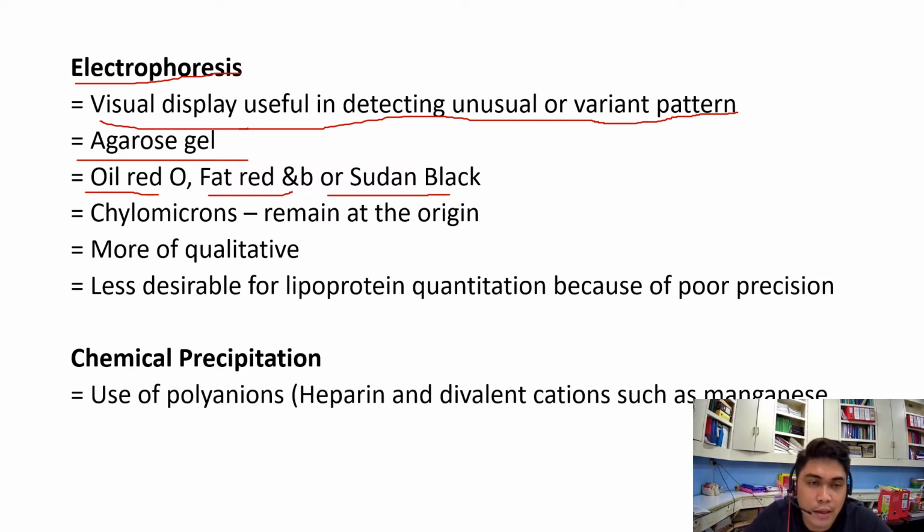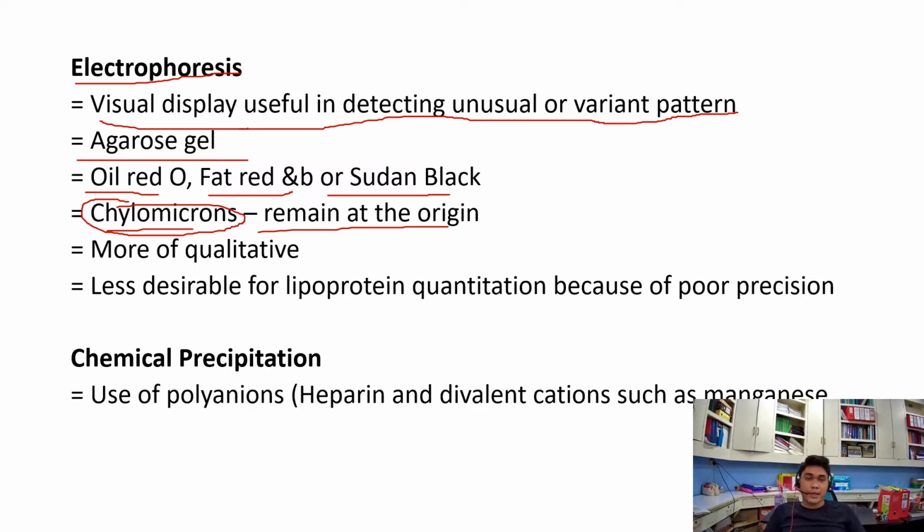For electrophoresis, chylomicrons remain at the origin, but chylomicrons are usually absent in a fasting specimen, and we usually use a fasting specimen for electrophoresis. But if chylomicrons are present, they will remain at the origin, or the site of application of the specimen. Electrophoresis is more qualitative because it gives you patterns, and it's less desirable for lipoprotein quantitation because of poor precision.